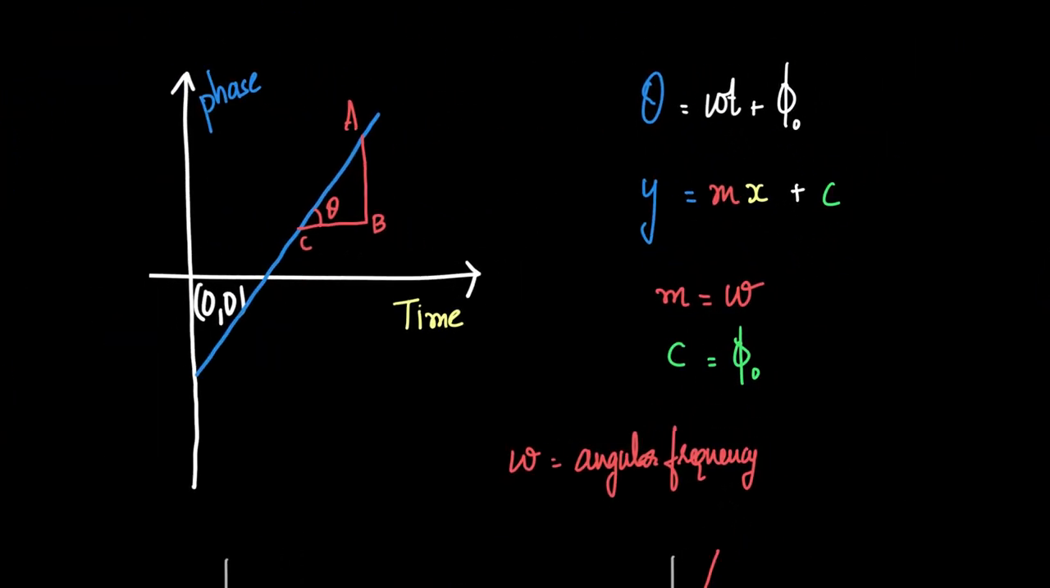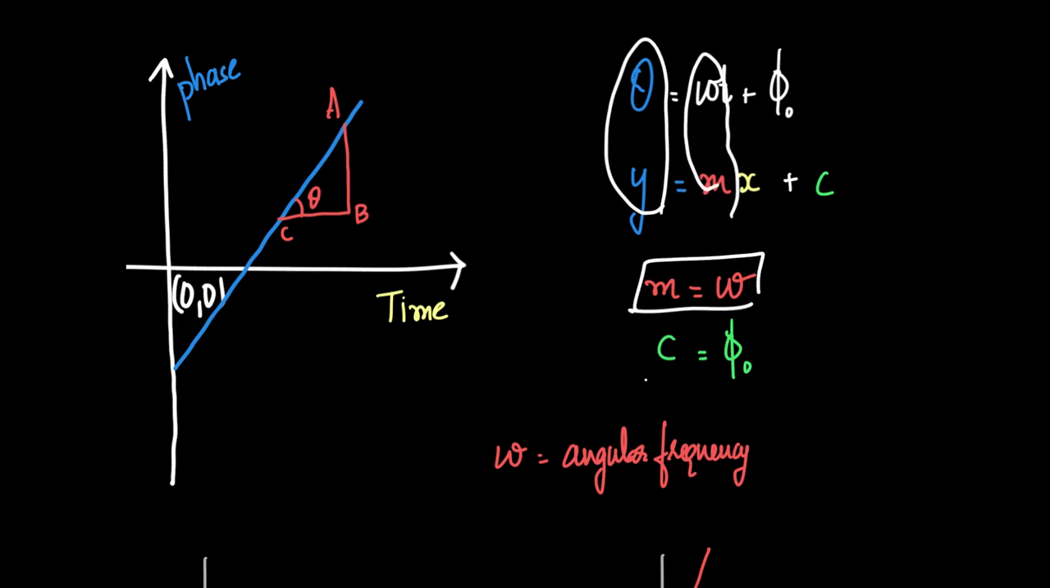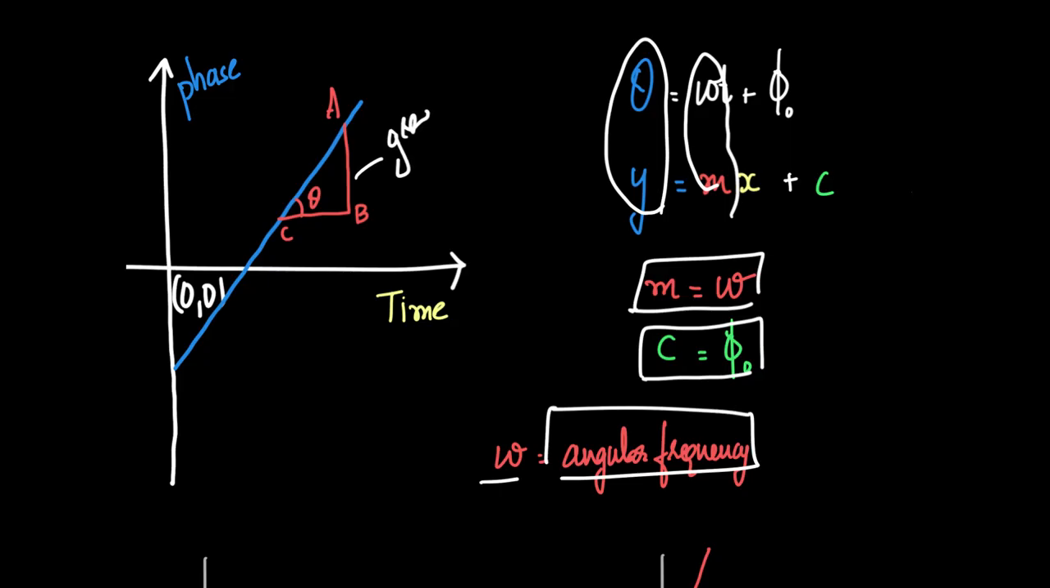So let's compare this one more time. Y is equal to mx plus c, right? Theta is y. X is t. And therefore, what is m? M is omega. And what is c? C is phi zero. What is omega? Omega is the angular frequency of the motion. So the gradient of this line, the gradient of the curve, is omega.